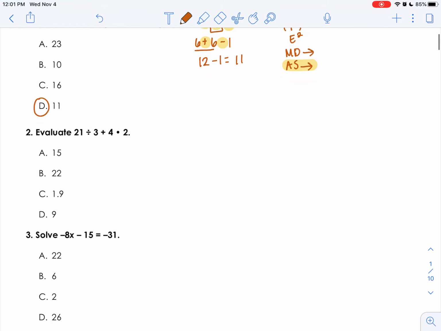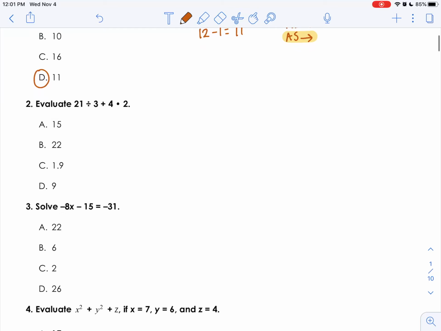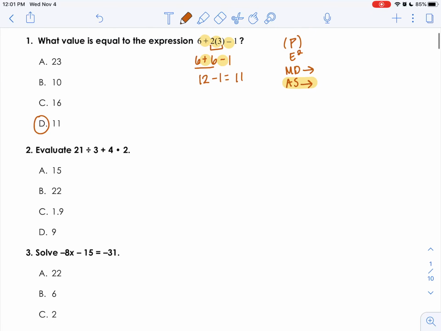Looking at number 2, this is also an order of operations question. We're going to use PEMDAS once again. There are no parentheses, there are no exponents, so the next thing we would do is any multiplication or division from left to right. So first I'm going to do 21 divided by 3, which is 7, plus, and then I'll just drop this whole thing down, 4 times 2.